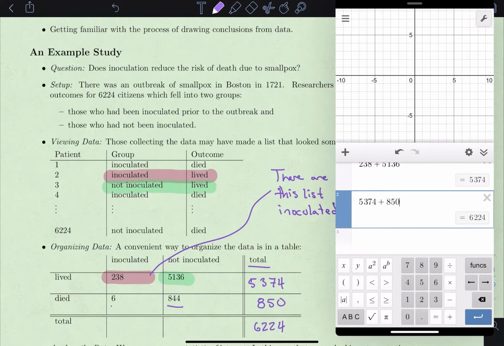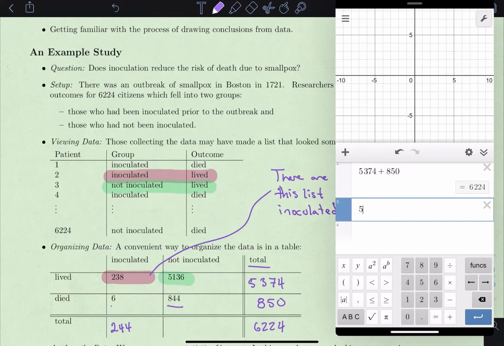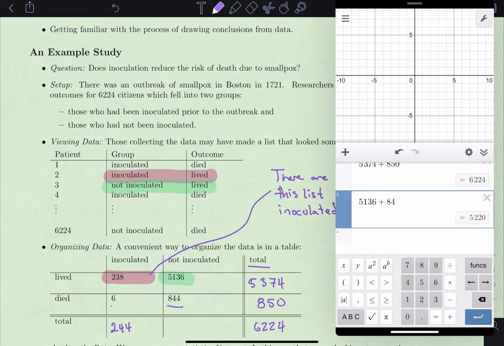Adding vertically, we have 244 and 5,136 and 844 for 5,980. We can read off that 5,980 people were not inoculated. So the vast majority of people did not receive the treatment.